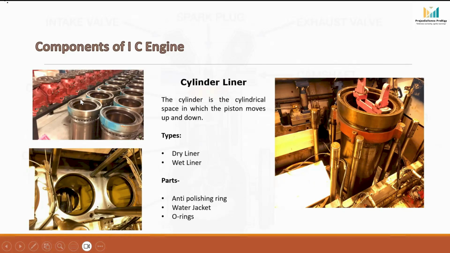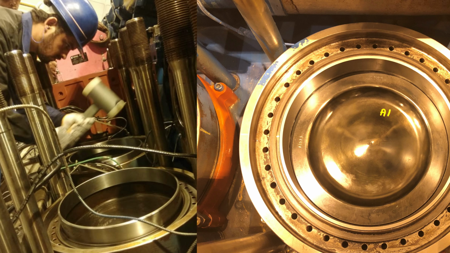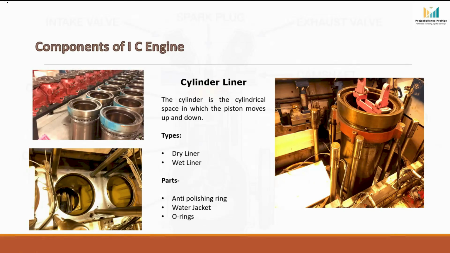If you look near the top portion of the liner, here, many large diesel engines and marine engines are provided with an anti-polishing ring. The main purpose of this ring is to remove carbon deposits that build up on the piston top landing area. The anti-polishing ring helps to prevent liner polishing, reduces lube oil consumption, and increases liner service life.